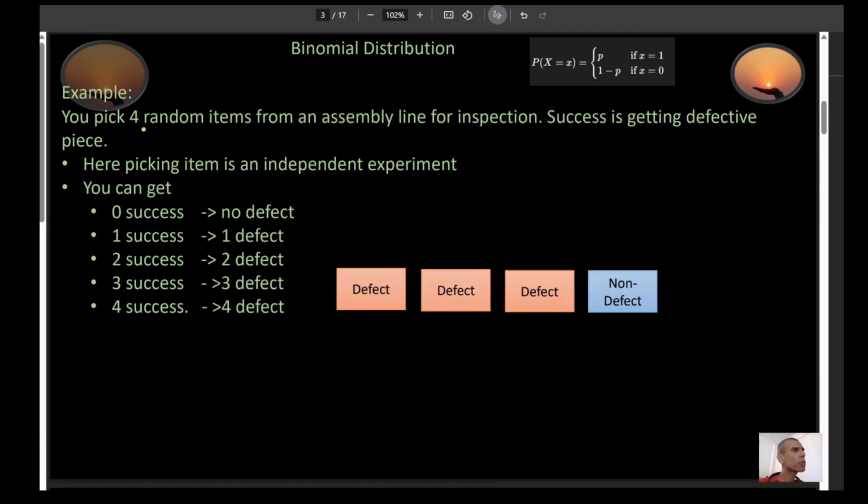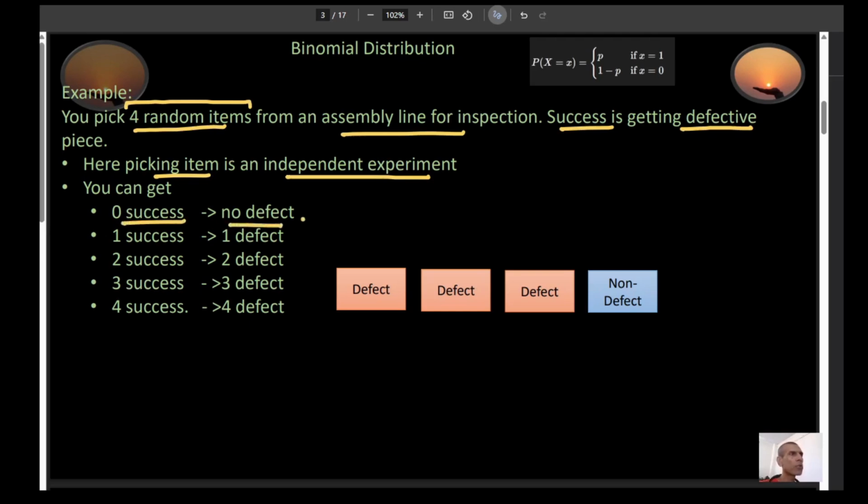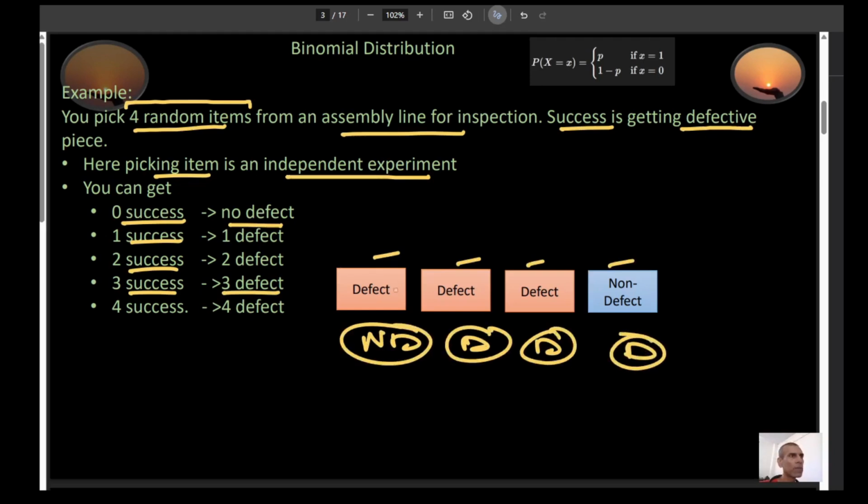Another example would be this. Suppose you pick 4 random items from an assembly line for inspection. You're doing quality control. And here you define success as getting a defective piece. So picking each item would be an independent experiment. Here I'm doing 4 experiments. So I can get zero successes, meaning there is absolutely no defect, everything is good. Or I can get one success, or two successes, or three successes. Three successes will mean defect, defect, defect, and non-defect. Or I can also get non-defect right here, and defect, defect, and defect. So I can have these different combinations. So 3 defects can be this one, or it can be this one.